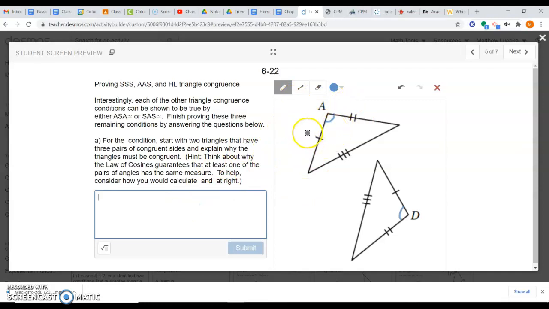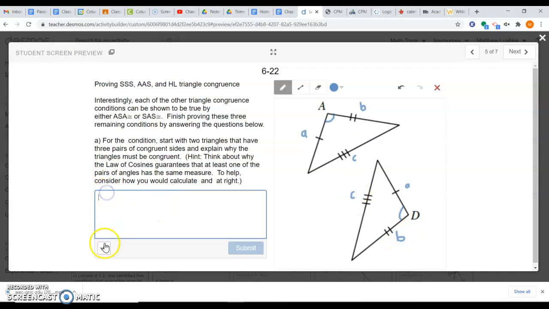Okay? So what I'm going to do is I'm going to first label my sides. The one with the 1 tick mark I'm going to call A, 2 tick marks I'm going to call B, and 3 tick marks I'm going to call C. And since they are congruent triangles, this 1 tick mark is also A, this 2 tick mark is also B, and this is C.